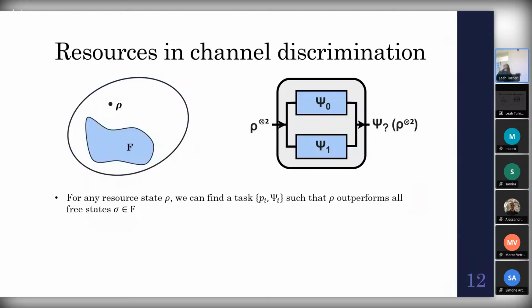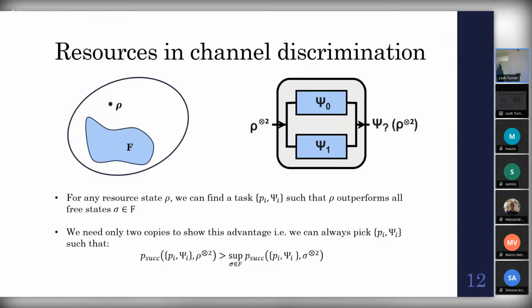So our result is that for any resource state in an arbitrary resource theory, we can always find a task such that your resource state outperforms all free states. So specifically what we say here is that given a resource state, so any state outside of your free states, we can always find two channels that we're picking between, such that our success probability, when we use two copies of that resource state as our probe state, is strictly better than using two copies of our free state, even in the best case scenario for free states here.